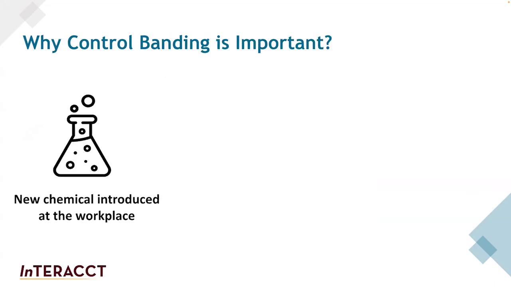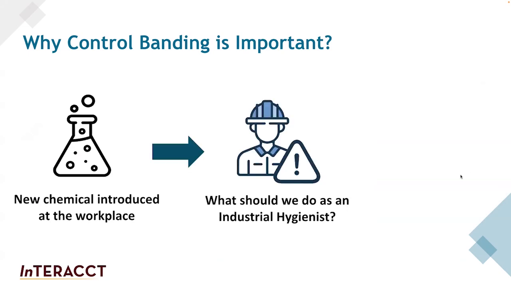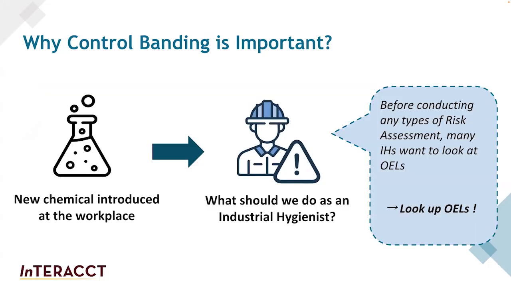When a new chemical is introduced into the workplace, one of the first questions an industrial hygienist asks is, what do we know about this risk? Usually, the go-to approach is to look up occupational exposure limits, OELs. These limits help determine how much of a substance workers can be safely exposed to. But what if no OEL exists? That's where control banding becomes essential.